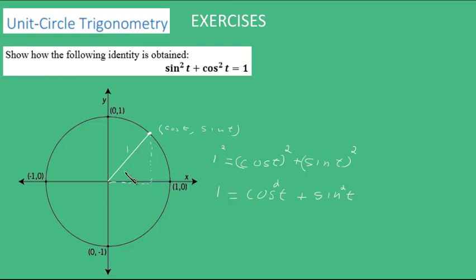One point before moving to the next exercise, I forgot to write the little angle T in here. So that's the angle here. The x coordinate is the cosine of this angle, and this coordinate is the sine of this angle.